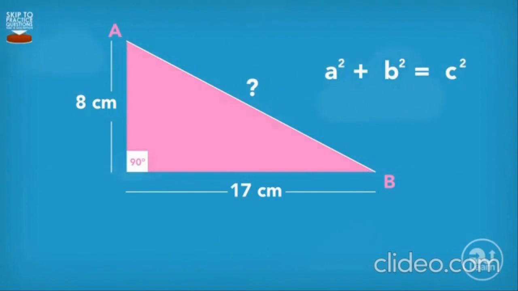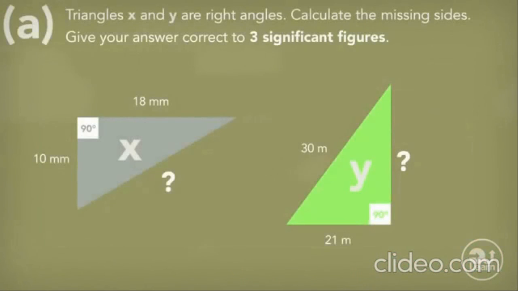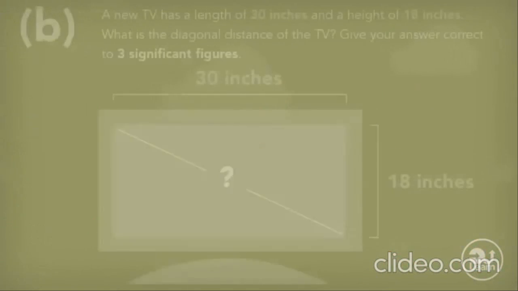A squared plus B squared equals C squared. We don't know C, we have to find C, the hypotenuse. A is 8, B is 17. So C is equal to 18.8 centimeters.